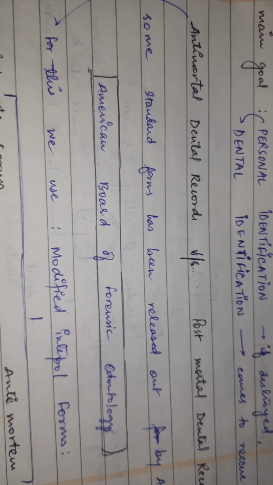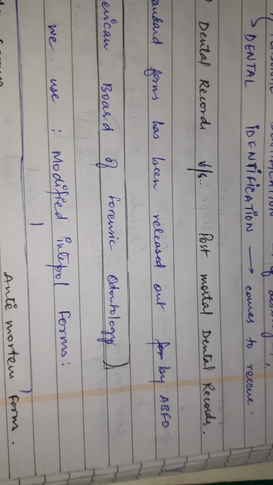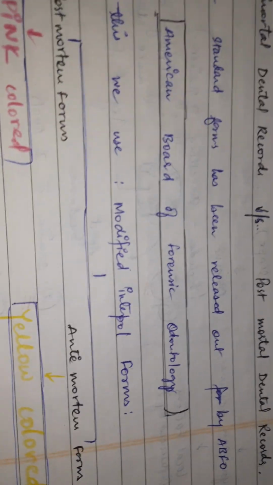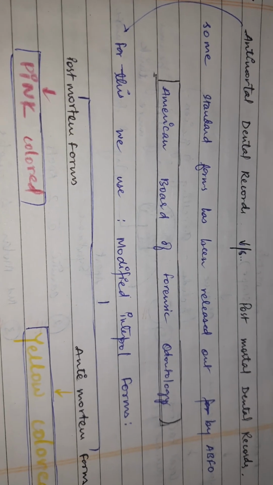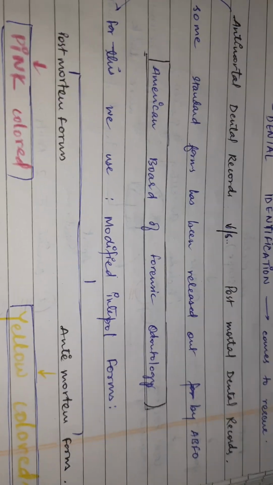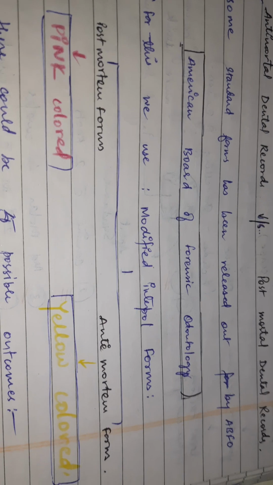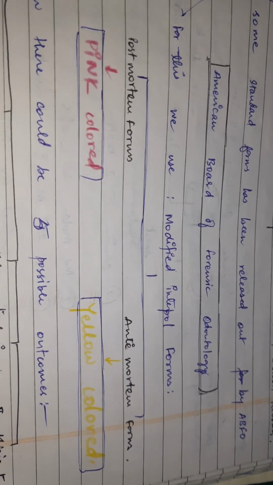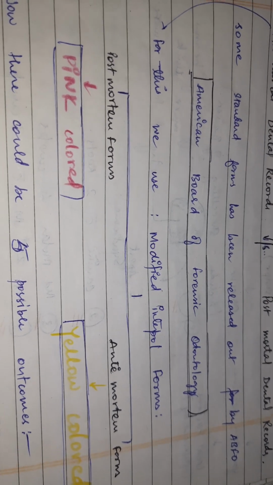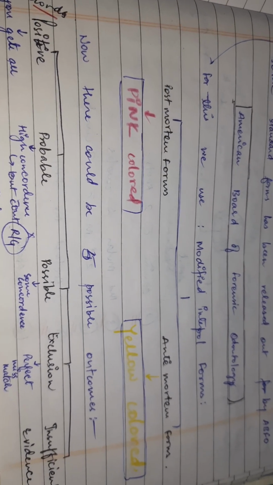Some standard forms have been released by ABFO, the American Board of Forensic Odontology. For both antemortem and postmortem records we use modified Interpol forms. Postmortem forms are pink colored, and antemortem forms are yellow colored. We have to submit these forms, so these are the colored forms.